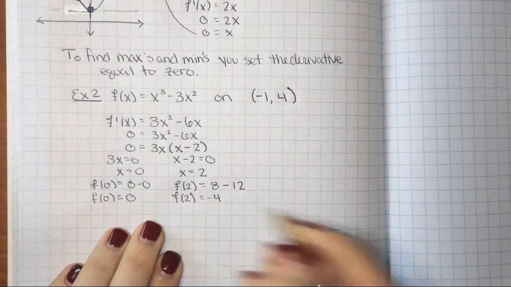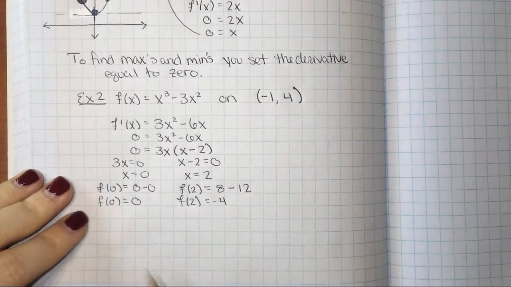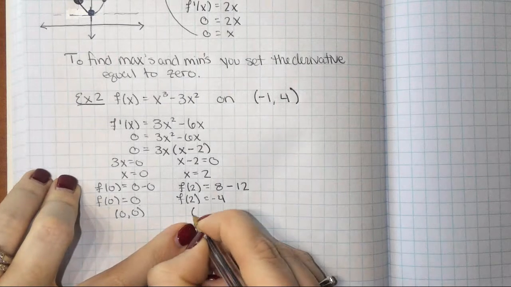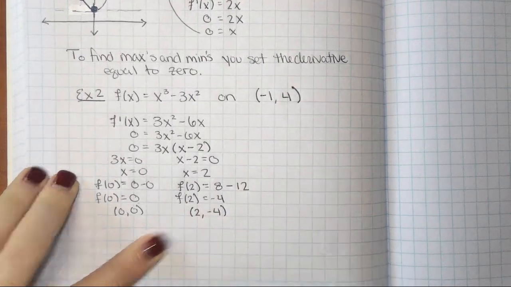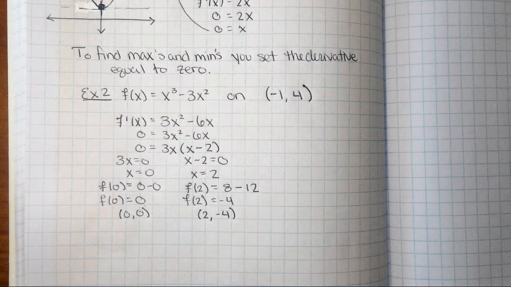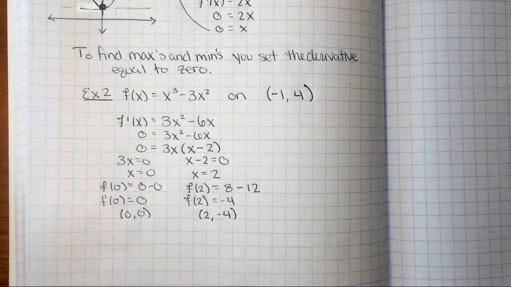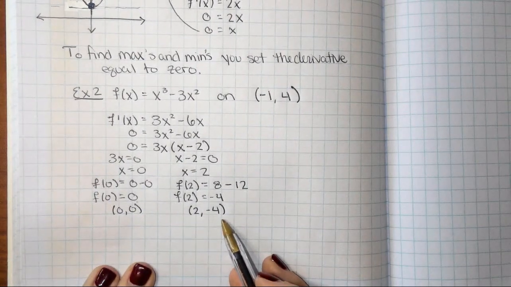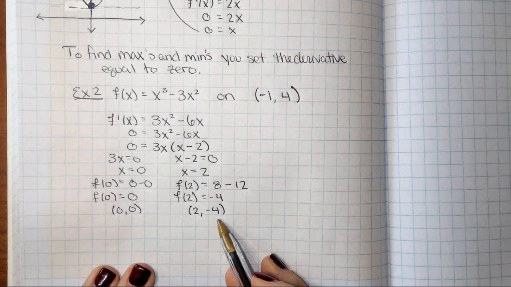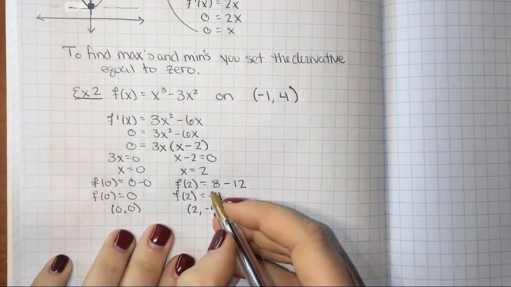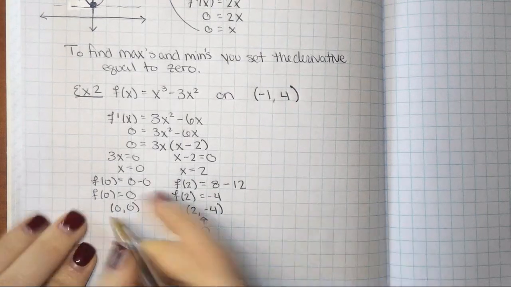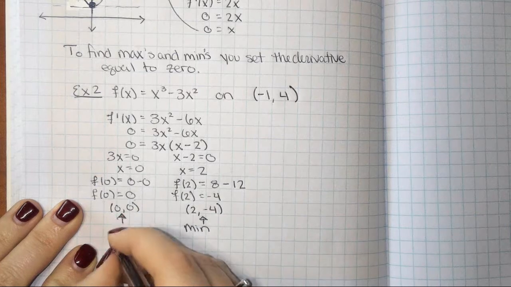So in case you never realized why function notation is nice, it's because it tells me the ordered pair. This is 0, 0. This is 2, negative 4. Which one is which? How come the minimum is 2, negative 4? Because the y value, right? The y value is smaller than 0. So this happens to be the minimum. Okay? And this one happens to be the maximum.